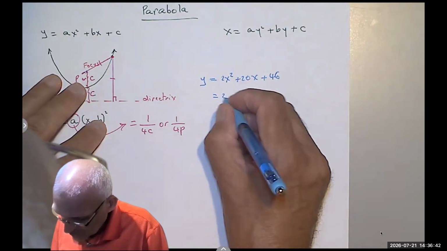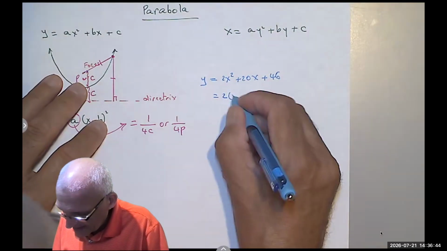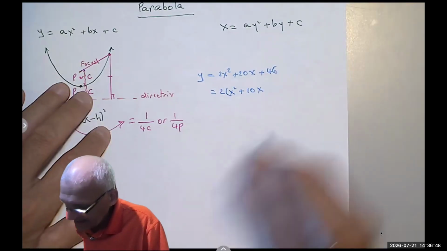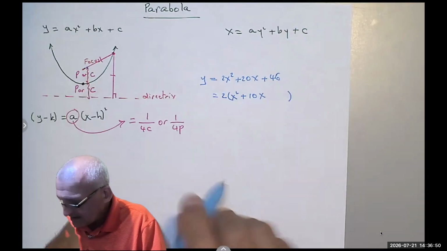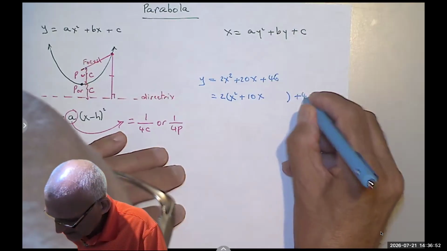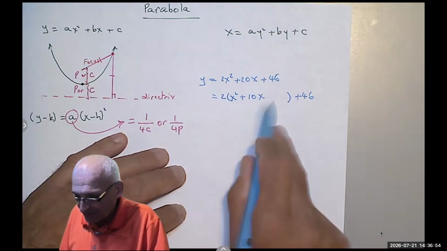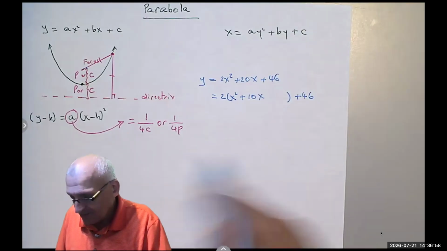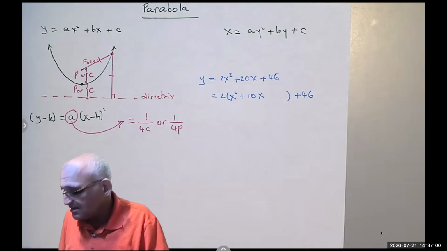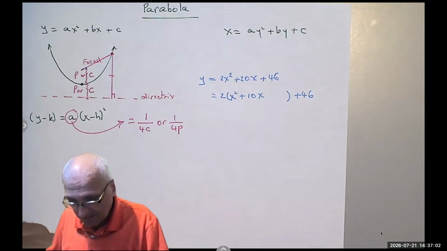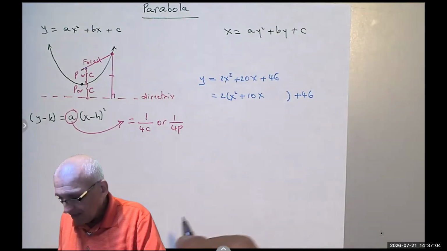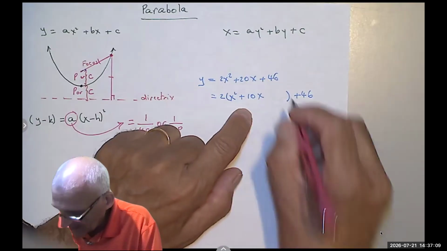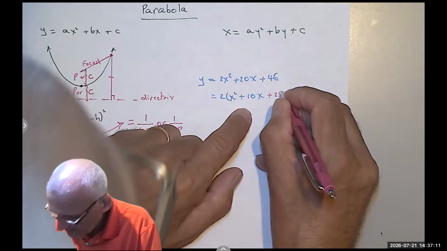So I'm going to factor the 2 just for the x squared and the x. And then I'm going to close the parentheses and write plus 46. Notice I didn't factor the 46, so it stays 46, not 23, because I didn't place it inside the parentheses. Now I need to complete the square. So I divide 10 by 2, it becomes 5. I square it, I get 25.